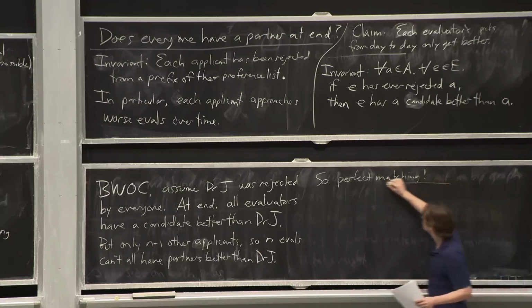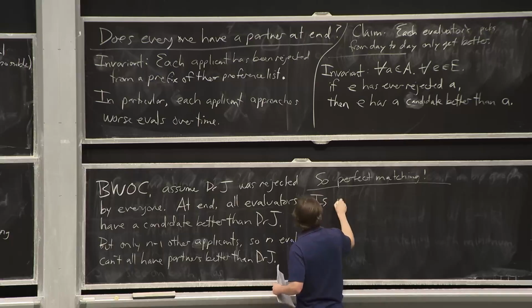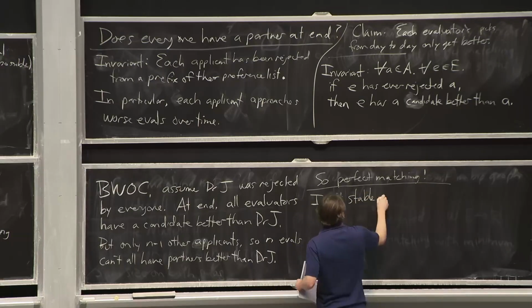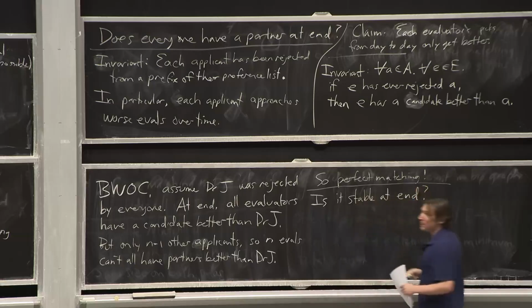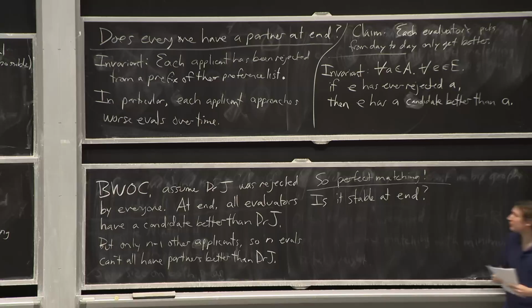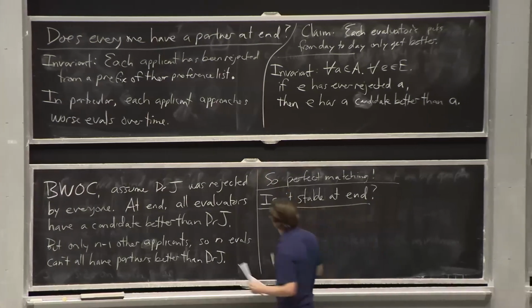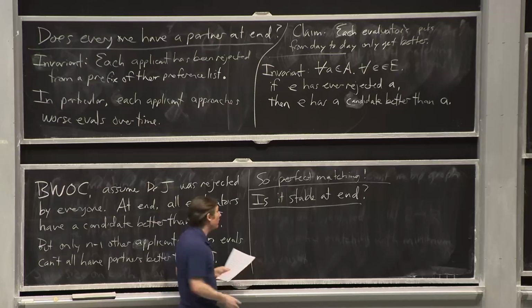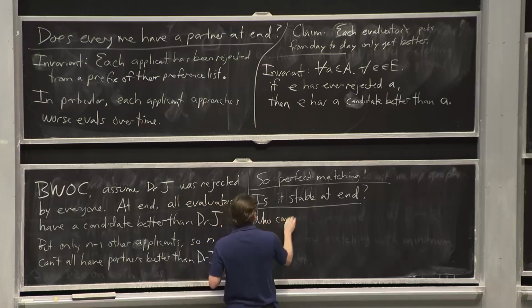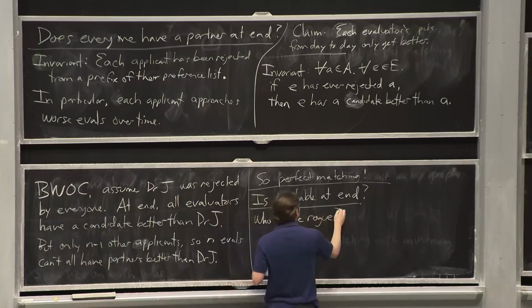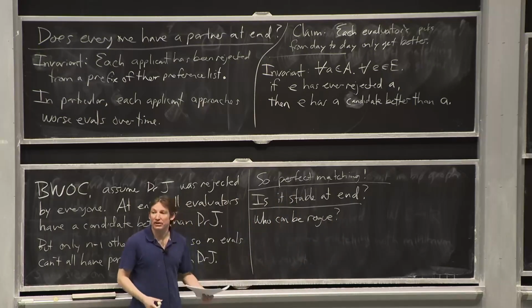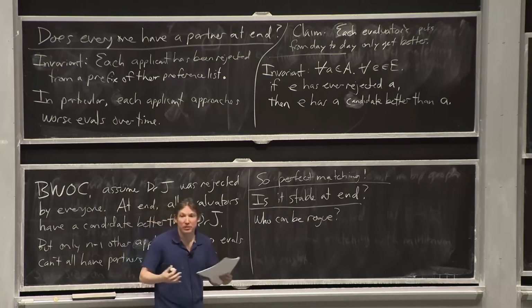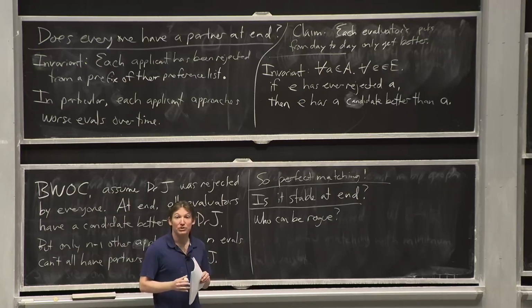This is the part we really care about. Is it stable at the end? This is the part we really, truly care about. And let's prove that it is. So to see why, let's imagine what could possibly result in a rogue pair. Who can be rogue? The algorithm returns some perfect matching at the end. What does it mean for some pair of entities to be rogue?